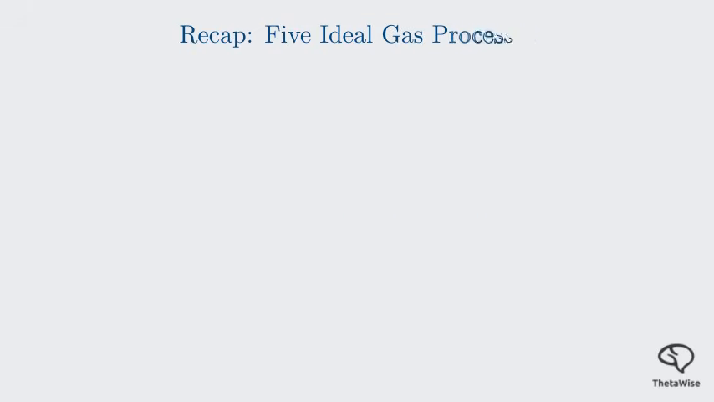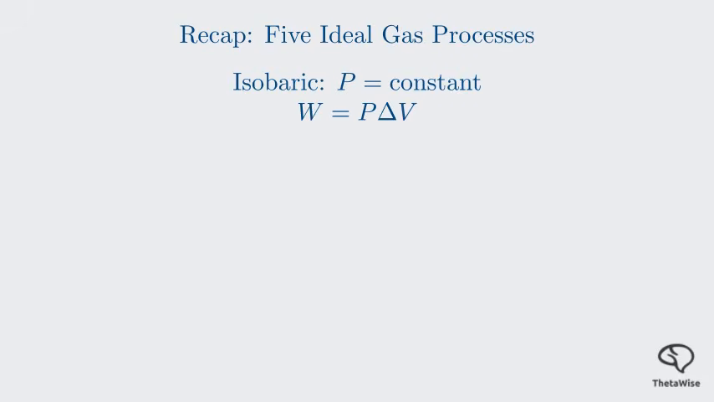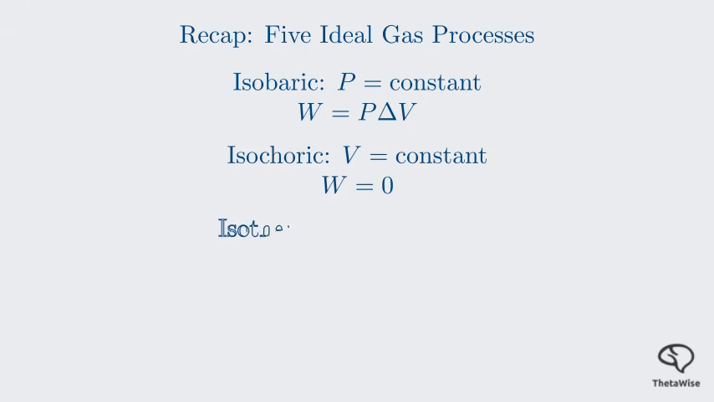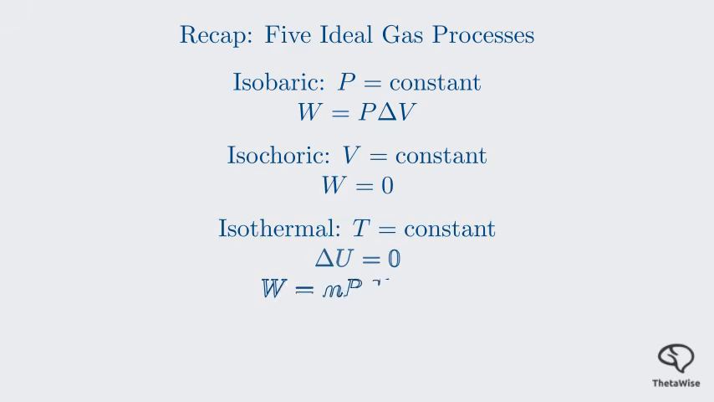Let's summarize what we've learned today. We explored the 5 ideal gas processes. We started with the isobaric process, where pressure is constant and work is simply P delta V. Then the isochoric process, where volume is constant and work done is 0. The isothermal process has constant temperature, 0 change in internal energy, and work is calculated using a natural logarithm.